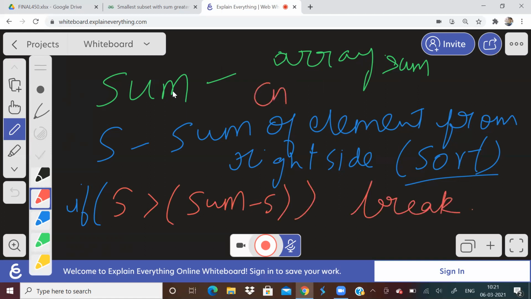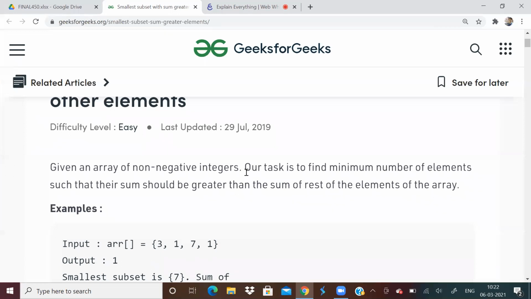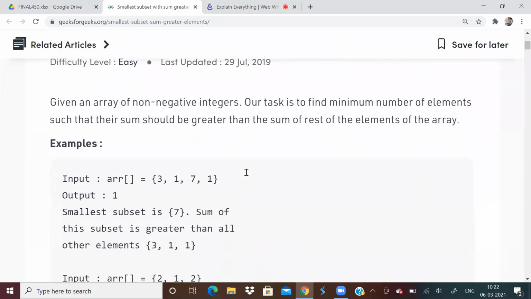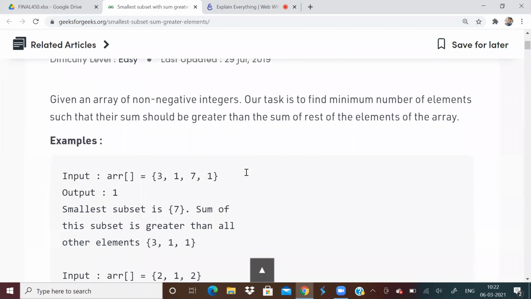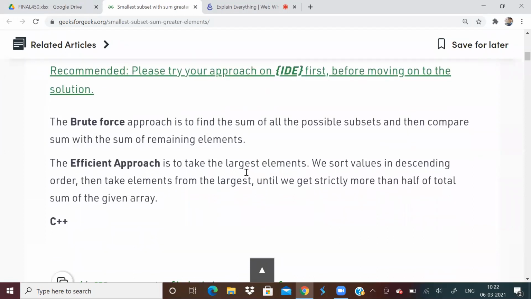And obviously keep a count variable to count how many elements you are taking. As you traverse the array from right side to left side and take the sum, keep a count variable also to count how many elements are there. If this condition holds, just break out; otherwise do count plus plus and increase S, as I had explained in the previous example. So to solve this problem, there is nothing else. You should just know sorting. Time complexity will be n log n, since sorting means n log n only.